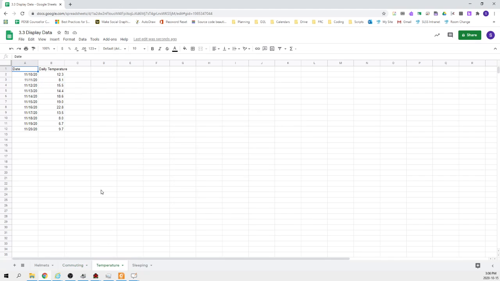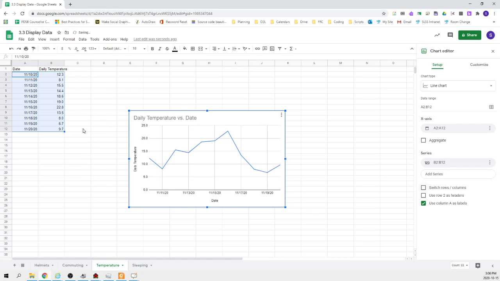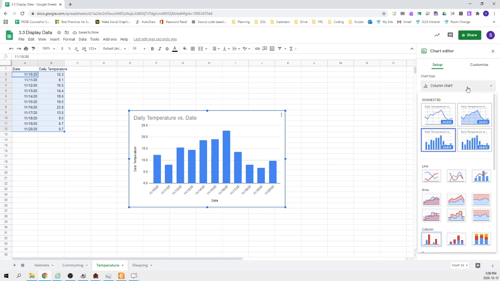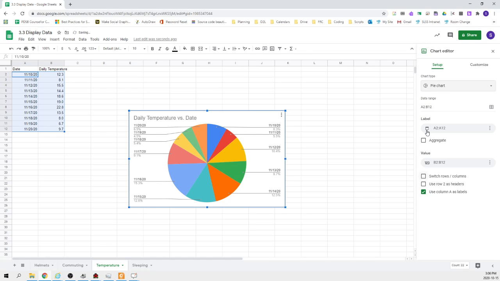Here's some information about temperatures over time. And so we have a date and we have a daily temperature. If we wanted to make this information more visible, would we use a line graph? Would we use a column chart? Would we use a pie chart? Pie chart doesn't really make a whole lot of sense, does it?